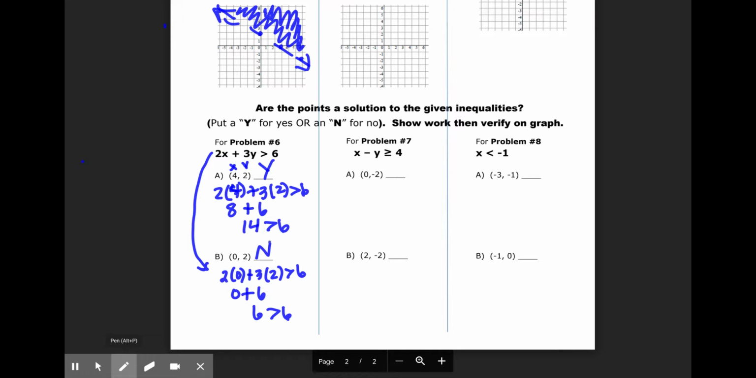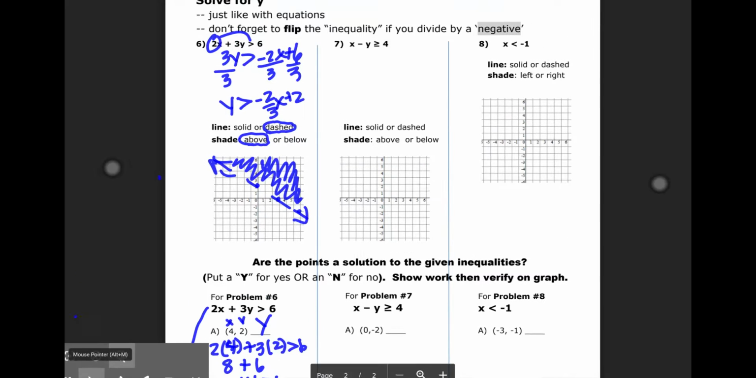So if you look at the ordered pair (0, 2), now this is where it gets to be a little bit tricky. (0, 2) is on the dashed line. It is not considered a solution because it's on the dashed line. If that line were solid, then it would be considered a solution. All right, let's go try another one.